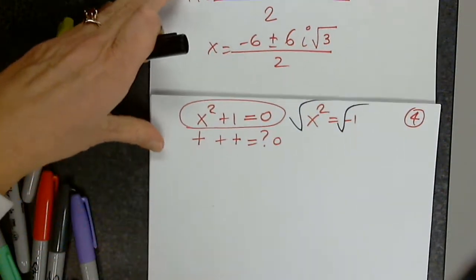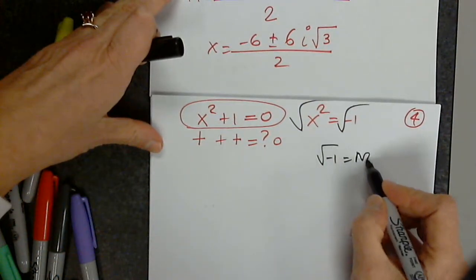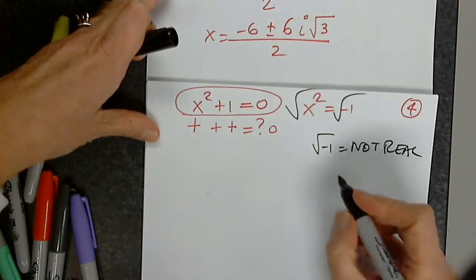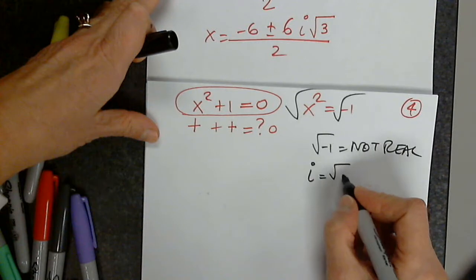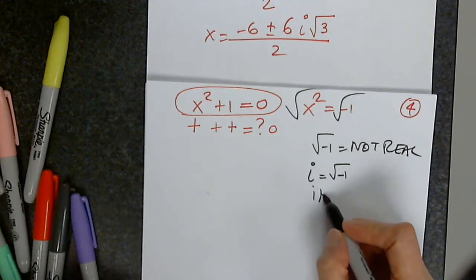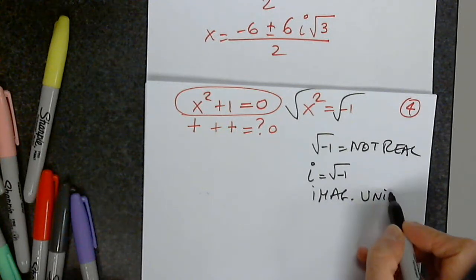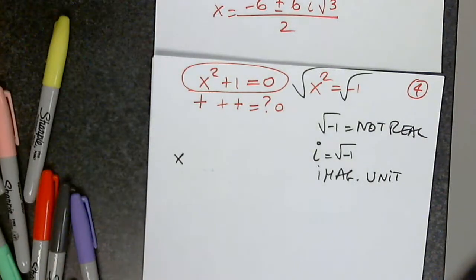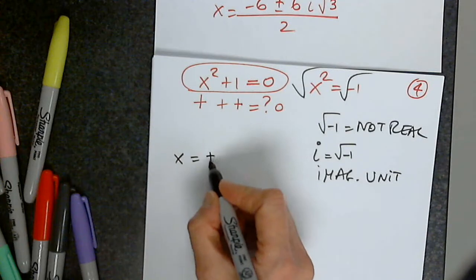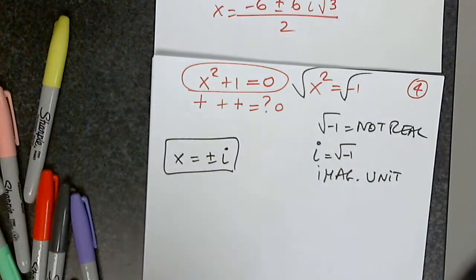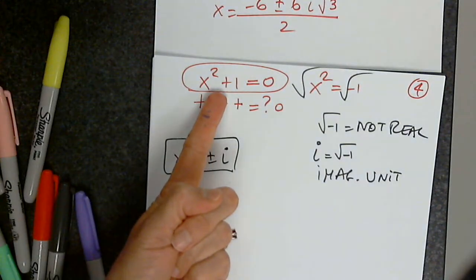But I have a problem with the square root of negative 1. This is not real. Doesn't exist in real numbers. So this is what we call the imaginary unit. Imaginary unit. So when I take square roots, what do I always have to remember to write? Thank you. So these are the solutions for that.